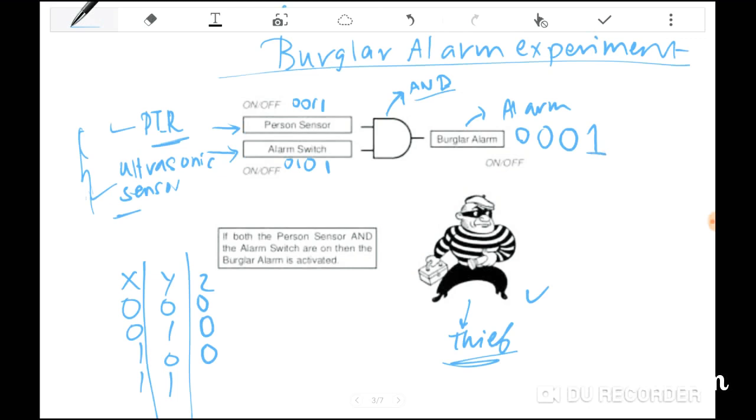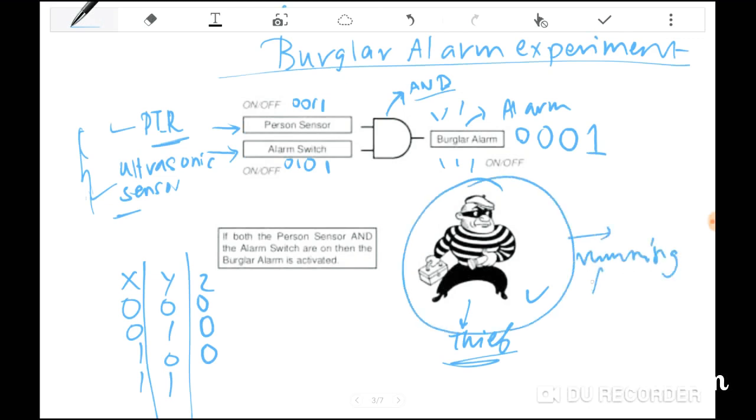The burglar alarm will ring at its maximum value, and after that you can see this thief running for his life because the alarm is ringing at full volume. And why is it ringing so badly? Because the person sensor has an input of 1 and the alarm switch has an input of 1, so we get an output of 1. Here we go, we have updated the table as well.